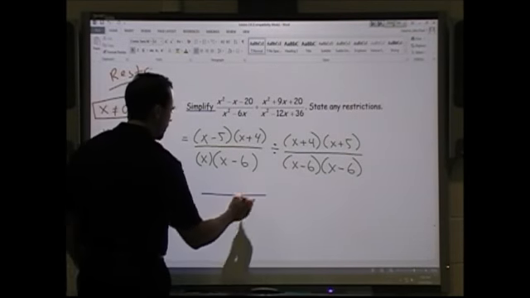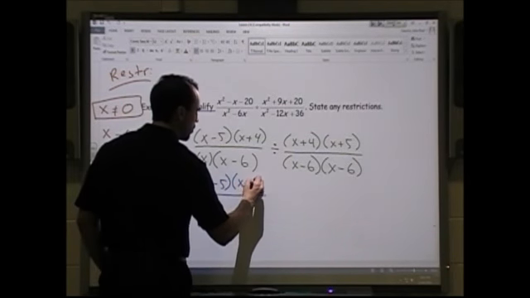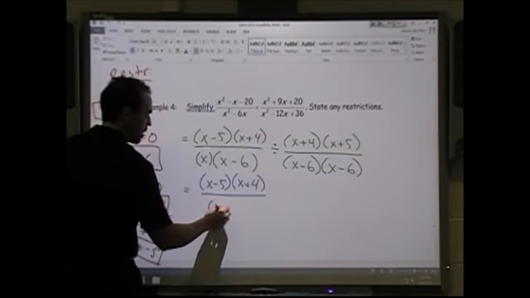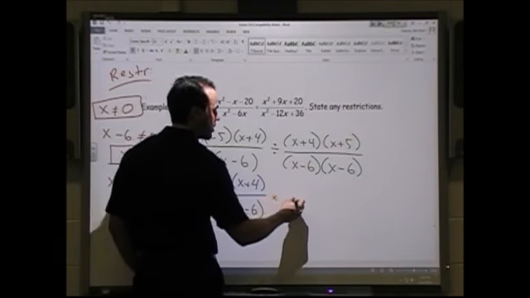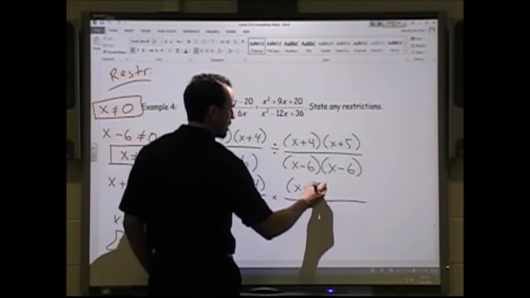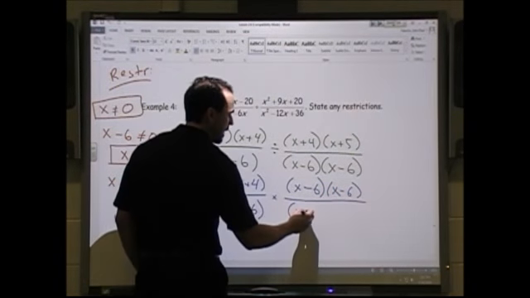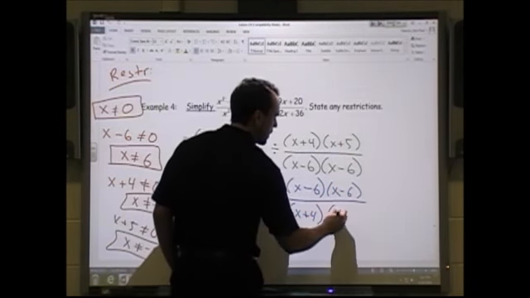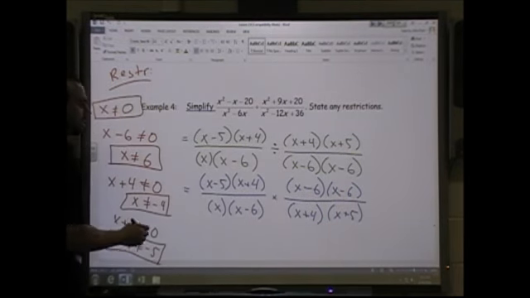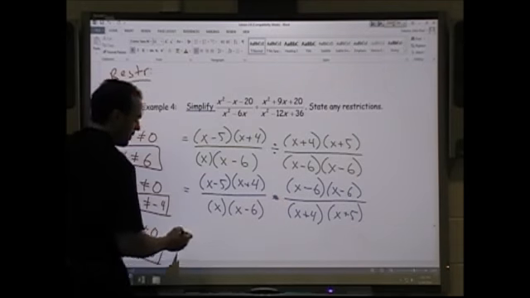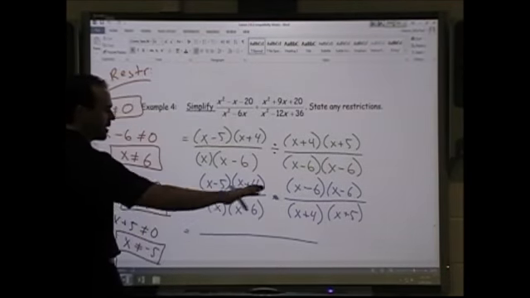Then I'm going to multiply by the reciprocal. So I leave this as this, and I multiply by the reciprocal of this one: x minus 6 times x minus 6, all over x plus 4 times x plus 5. My next line will be very easy. It will just be the exact same as you see here, except as one complete line.